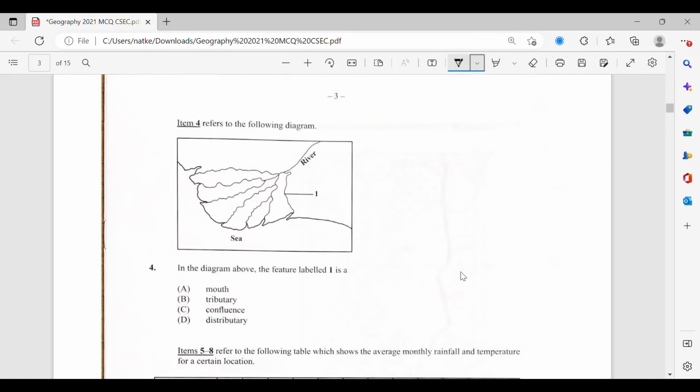Number 4. In the diagram above, the feature labeled 1 is a mouth, tributary, confluence, or distributary. So we can see that this is exactly where the river flows into the sea. A tributary would have been further up where there's another river joining the main river. But in this particular case, it's one river that is now distributing into several different smaller streams. So that would have made it a distributary. So that would have been letter D for number 4.